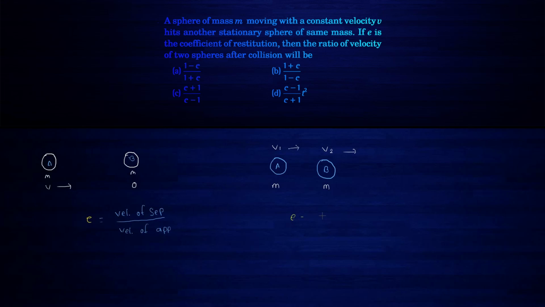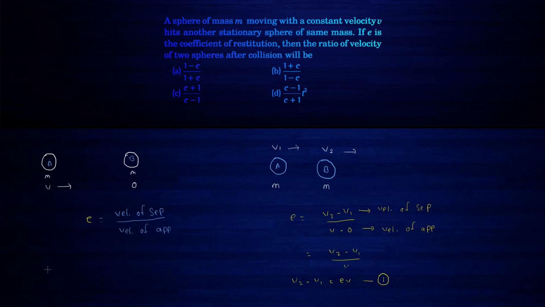So e equals v2 minus v1 by v minus 0. This is velocity of separation, this is velocity of approach. So this equals v2 minus v1 by v. From this we get v2 minus v1 is equal to e times v. Let this be the first equation.